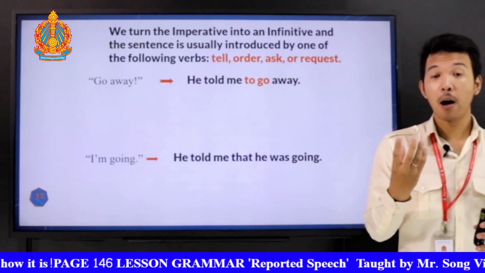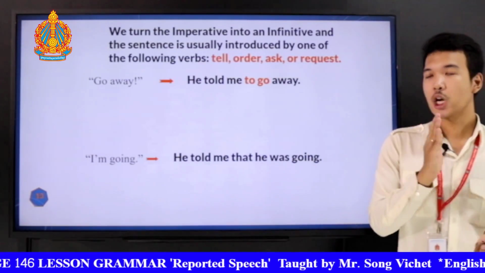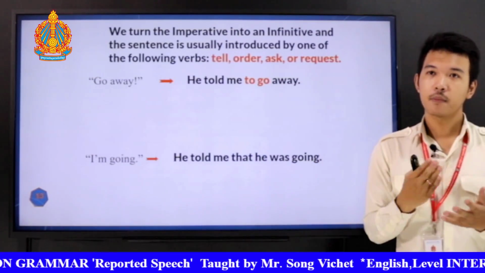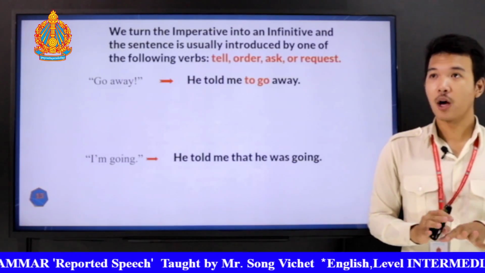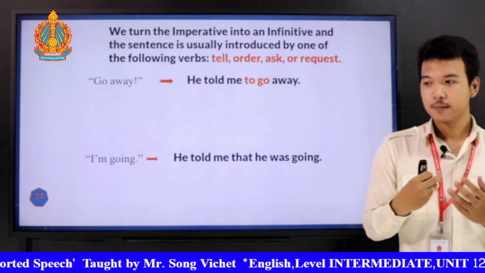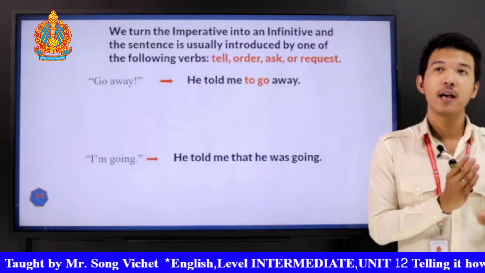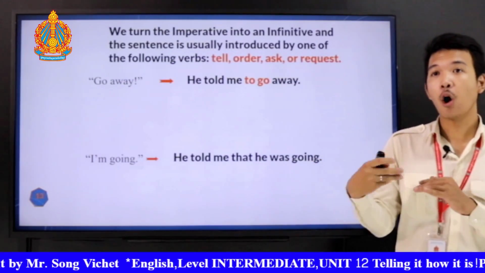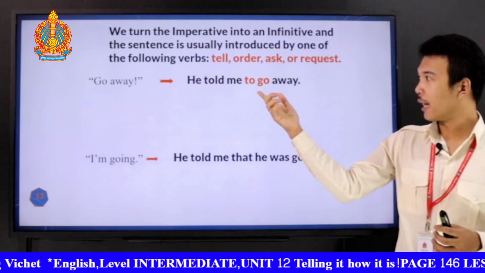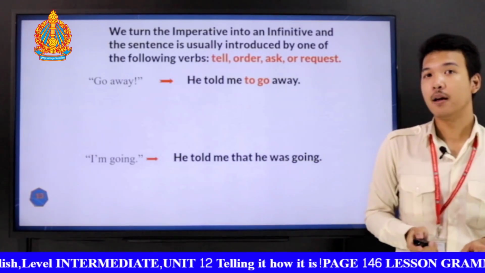In order to use imperatives in reported speech, as I said earlier, you need to change them into the infinitive by using the verb tell, order, ask, or request, based on the usage as well. So let's start with the first one, "Go away." It is a command, so it means I ask you, please go away. So I can report this "go away" into "He told me to go away." That is why "he told me" has an indirect object, and after the indirect object we use "to go", since it is a command or imperative.